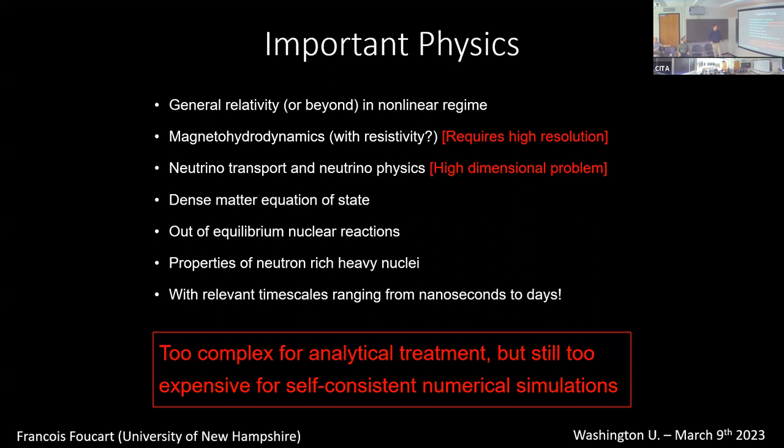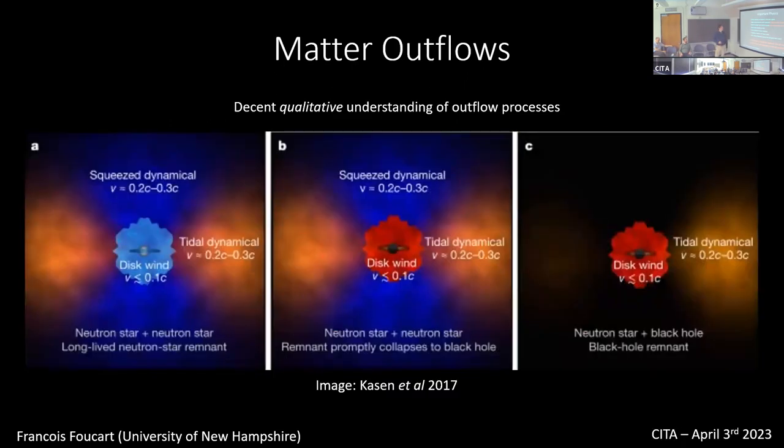So at this point, to be honest, while all of that physics is too complex for direct analytical treatments, there are also no simulations that can really do all of that with the accuracy that we would like, right? We do approximations to at least some of these processes, right? That's kind of where we are.